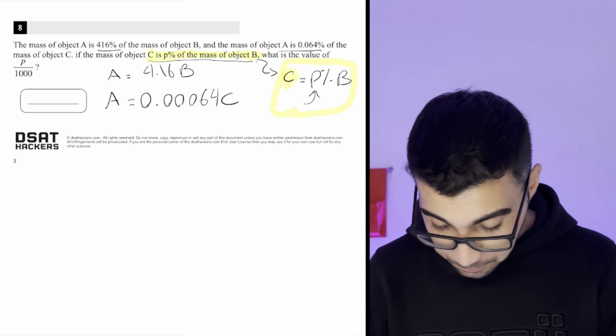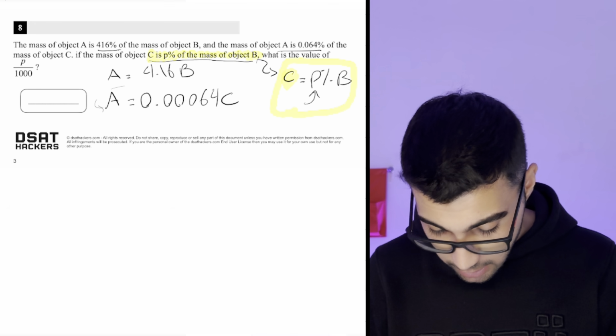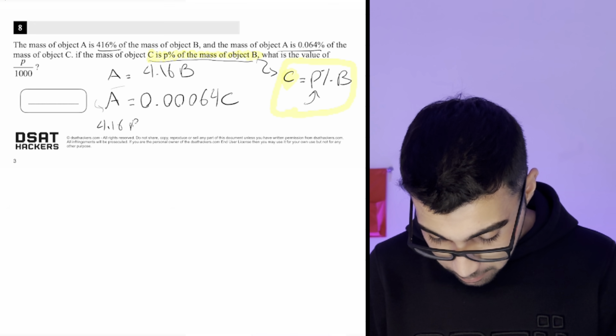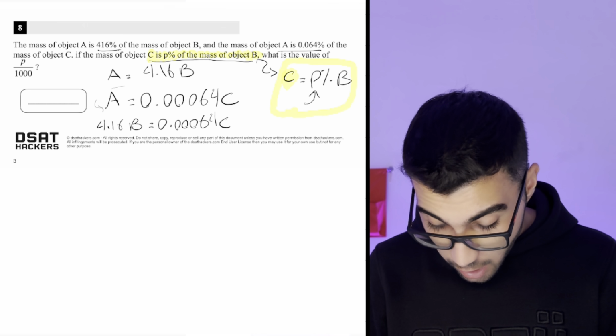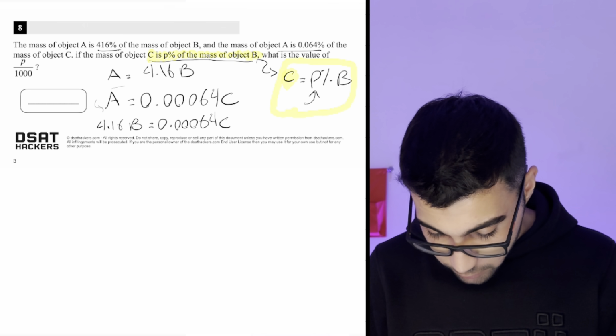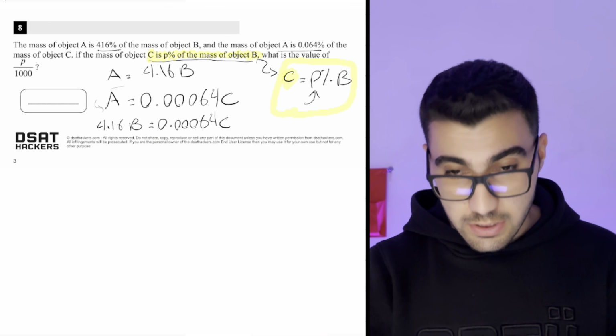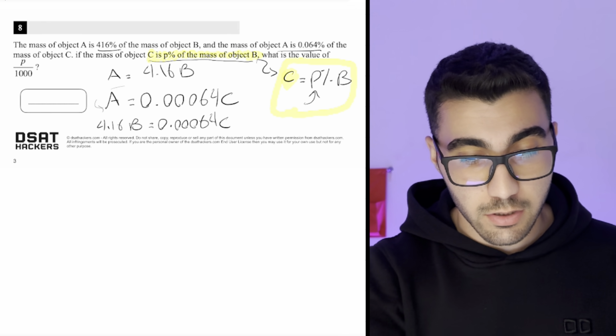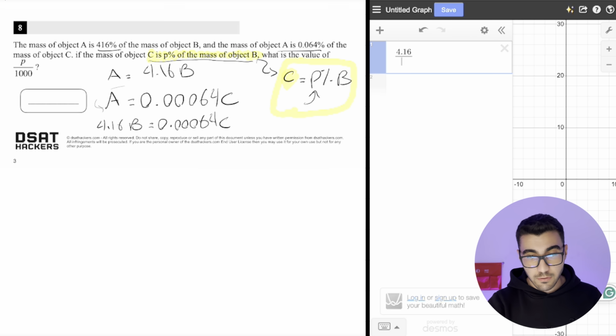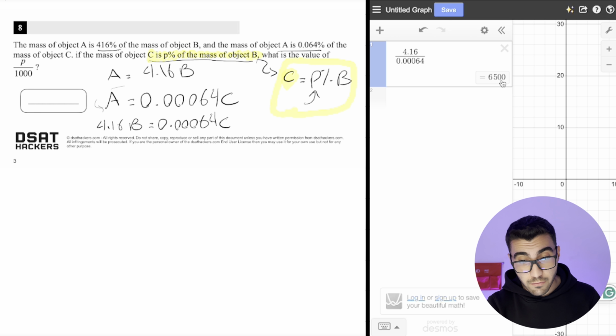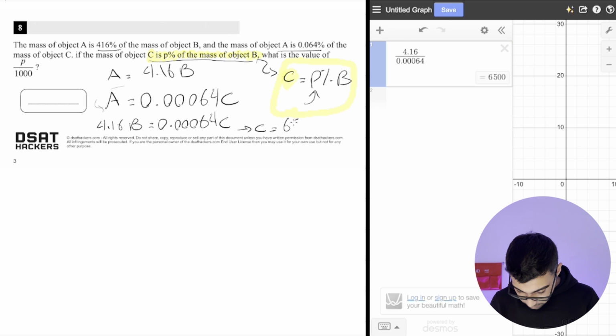Okay, so let's go ahead. Now I'm going to substitute A into here, and I'm going to write 4.16B equals 0.00064 C. I want to isolate C. That means I have to divide both sides by this number. So 4.16 divided by, let's do it in decimals, 0.00064. It gives me 6500. So C equals 6500B.